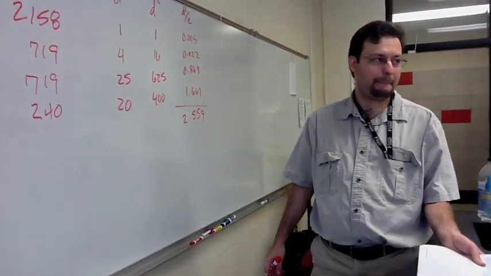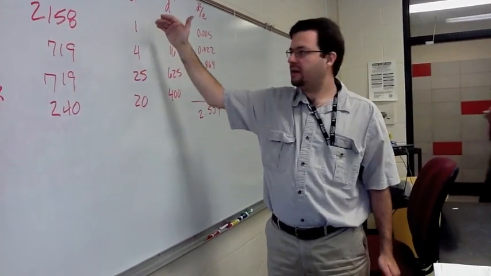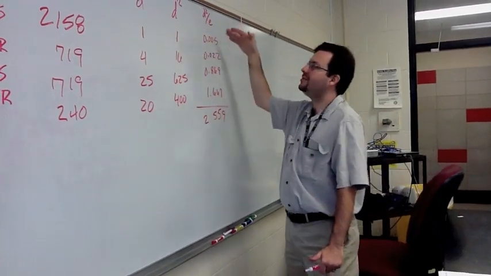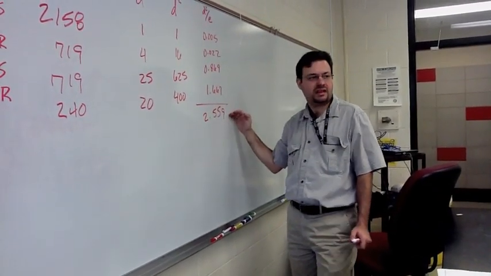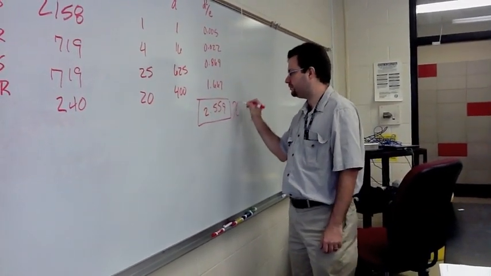Okay? It's just a lot of math. The difference of the two, and then you square the difference, and then you divide it by your expected number, and then you add all those numbers together. This is your actual chi-square number. What is the chi-square number?